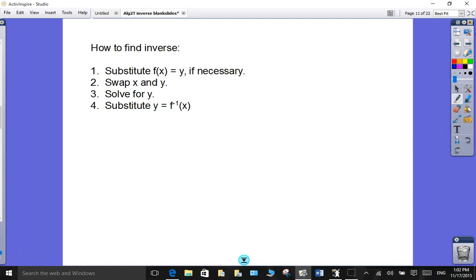Since it was solved for y when you started, when you switch the x and the y, it's no longer solved for y. Y is in the middle of the expression on the other side. So the next step is solve for y. And when you solve for y, that is the inverse. So then last step would be replace the y with f to the minus 1 of x.